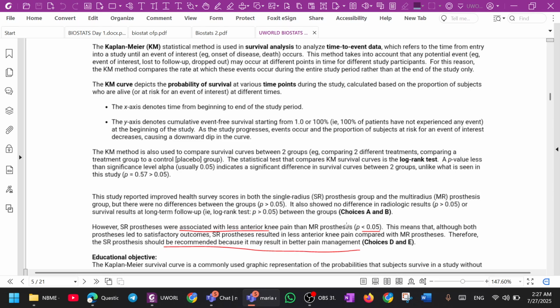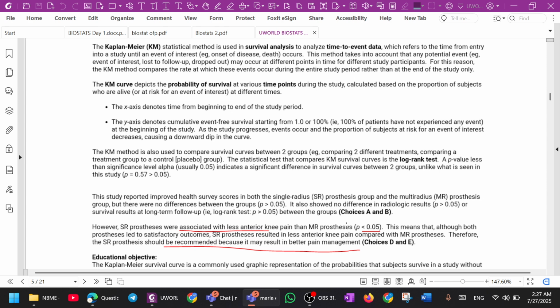The study reported improved health survey scores in both the single radius prosthesis group and the multi-radius prosthesis group, but there were no differences between the groups, P more than 0.05. It also showed no difference in radiologic results, P more than 0.05, or survival results at long-term follow-up. Log-rank test, P more than 0.05 between the groups.